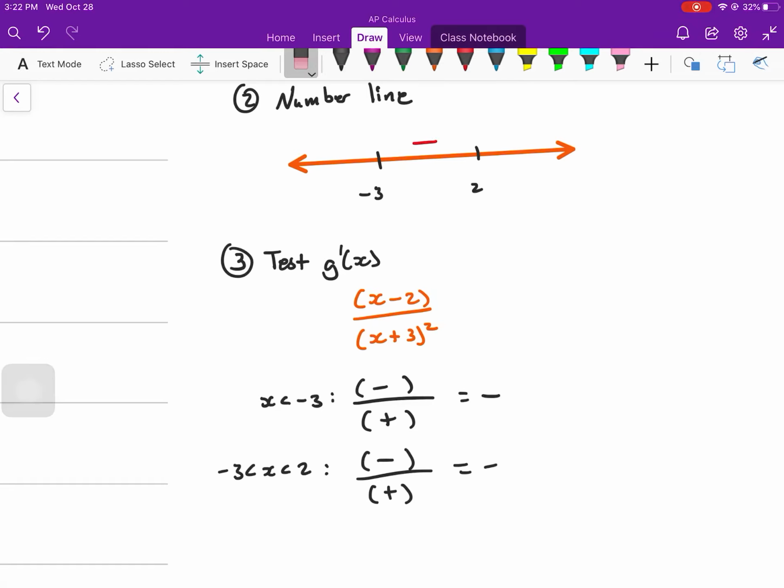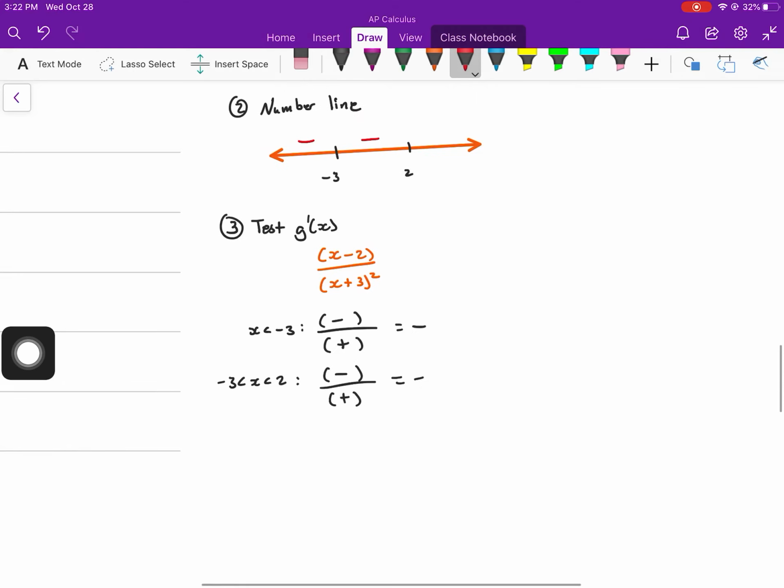Notice the critical points mean there's a possible change, doesn't guarantee a change. So here at negative 3, there was no change. Now remember, x plus 3 being squared might have something to do with that. You know, anytime something squared is positive, that might be the reason we didn't have the change. Something to think about as you go through these problems.